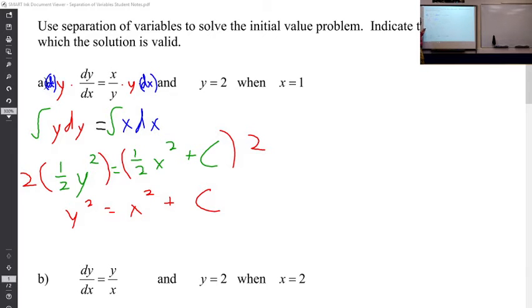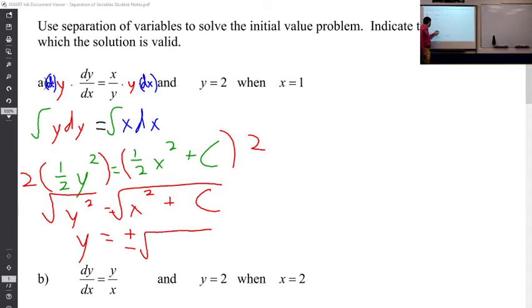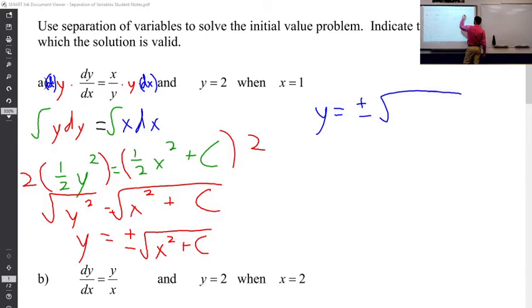Then to solve for y, I get to take square root of both sides. And in that case, y equals plus or minus the square root of x squared plus c. So remember, whenever you take square root of both sides, I need a plus or minus there. We'll take the plus or minus away in just a second, but watch closely. We'll talk about why.